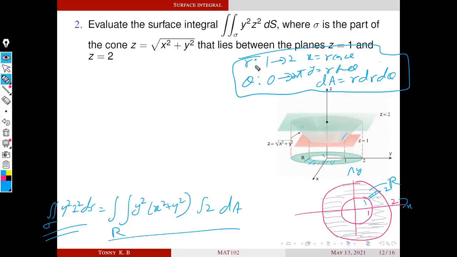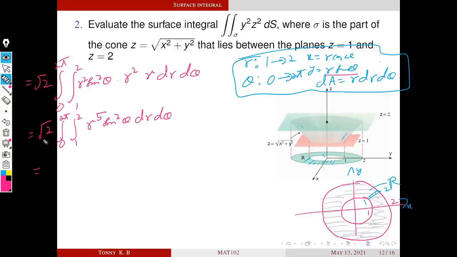Then you can easily rewrite this integral using polar representation like this. We take square root of 2 outside, with theta from 0 to 2 pi and r from 1 to 2. And what about y square? y is r sin theta, so this becomes r square sin square theta. The next term is x square plus y square, which equals r square, into dA, and dA becomes r dr d theta. So this becomes square root of 2, integral 0 to 2 pi, 1 to 2, of r raised to 5 sin square theta dr d theta.